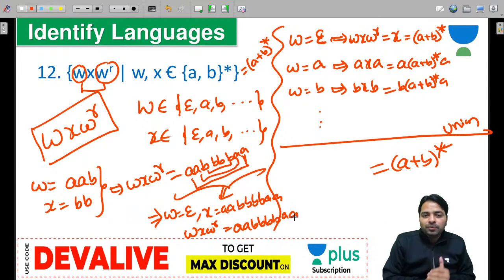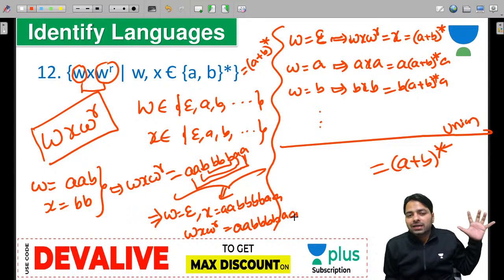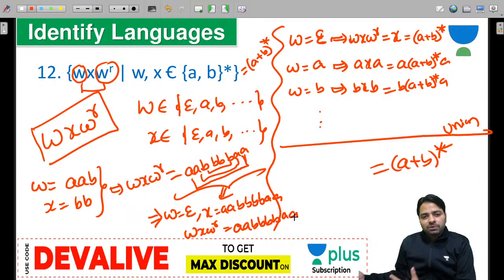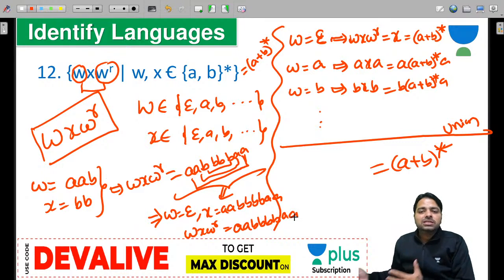Don't look at W power R, look at your language. My language is (a plus b) whole star, not W X W power R at the end. W X W power R is a representation. The language is (a plus b) whole star. In this there is no dependency, because we already designed a DFA. This is the expression, guys.